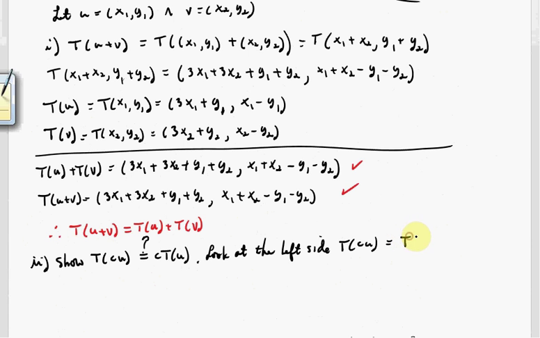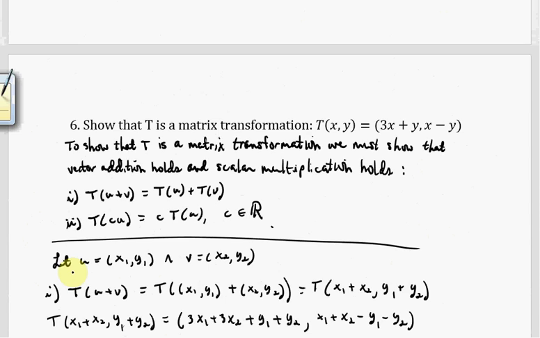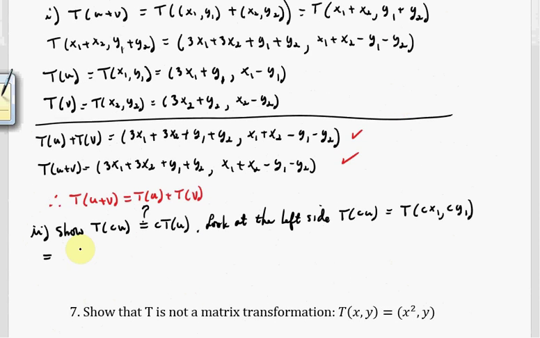Well, this is T of c x sub 1 comma c y sub 1. Now that equals, according to the formula, 3 times the first term plus the second. So this becomes 3 times the first term, which is c x sub 1, plus the second, c y sub 1, comma, the first term minus the second, c x sub 1 minus c y sub 1.